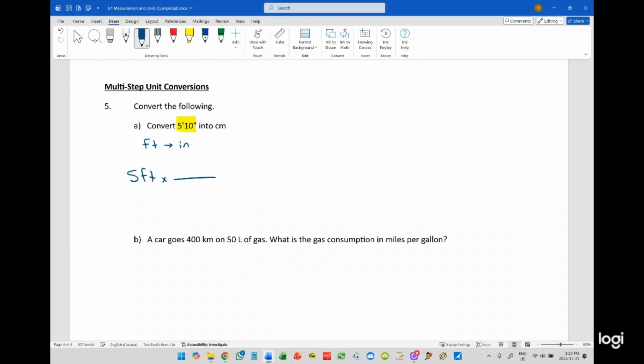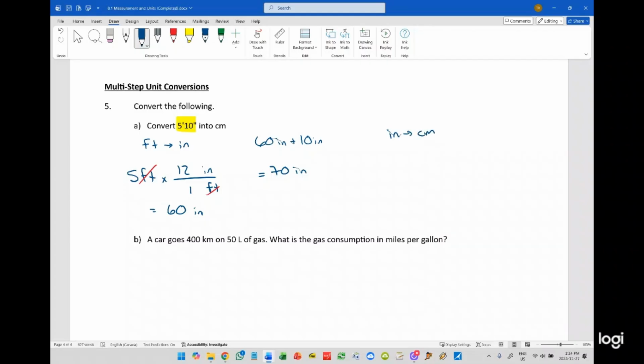5 feet times, we put inches on the top, feet on the bottom, and it's 1 foot is 12 inches. And I think the total there, once we've canceled out a couple things, is going to be 60 inches. Okay, so that's our 5 foot. Now we do our 60 inches plus our other 10 inches is 70 inches. And finally, once we have that, we can convert 70 inches into centimeters.